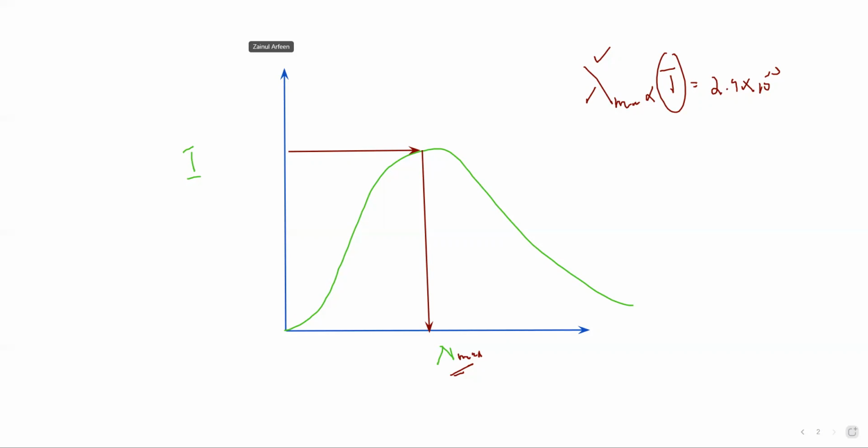Then the second law which relates to this black body is called the Stefan-Boltzmann law. According to this Stefan-Boltzmann law, luminosity means power. In astrophysics, instead of using the term power, we use the term luminosity. So according to the Stefan-Boltzmann law, luminosity is directly proportional to the fourth power of temperature in Kelvin.